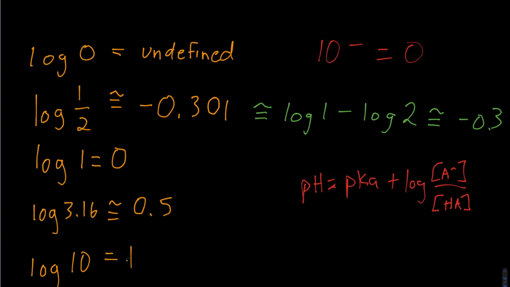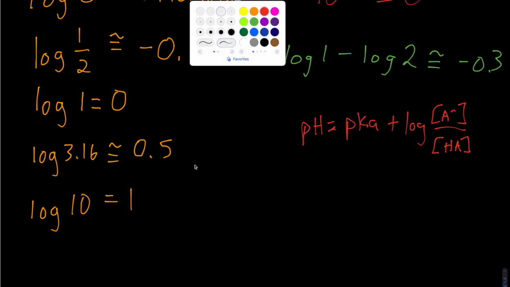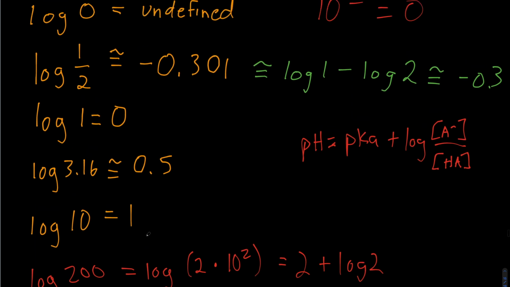So if you know this, you can guess anything between 1 and 10, and then everything else you can basically estimate. For example, if you are trying to estimate log of 200, you can think of that as log of 2 times 10 to the 2. And log of 10 to the 2 is just 2, so you just use your log rules and do log of 2 plus 2. If you know log of 2 is 0.3, that's about 2.3. So you can basically estimate any value by splitting it up, just by knowing log between 1 and 10.